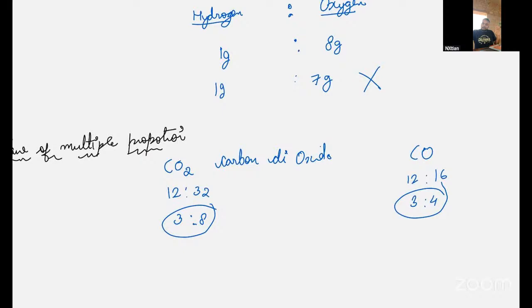You can leave a space on page number 6. There is written in bold letters the law of multiple proportion. Can you write it down after the class, or do you want me to dictate and you write right now? It's page number 6. Yes, sir. I'll write it down now. Okay, perfect.